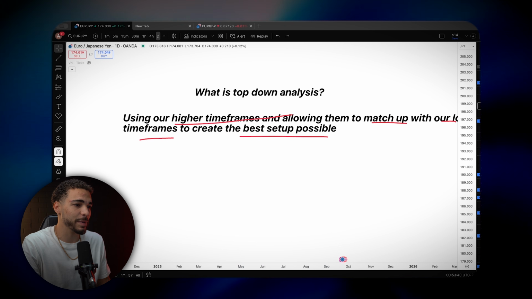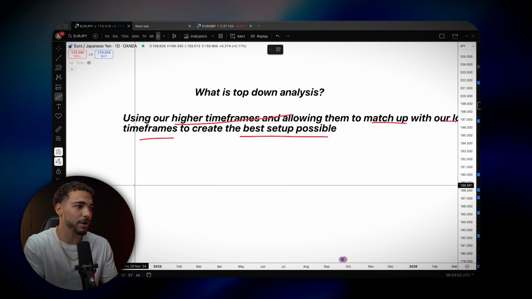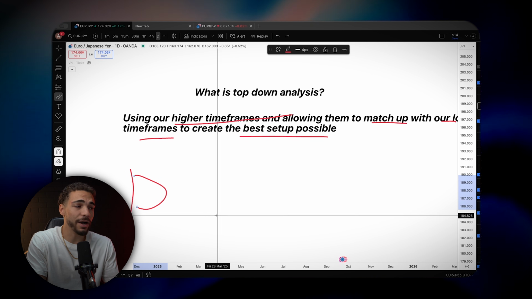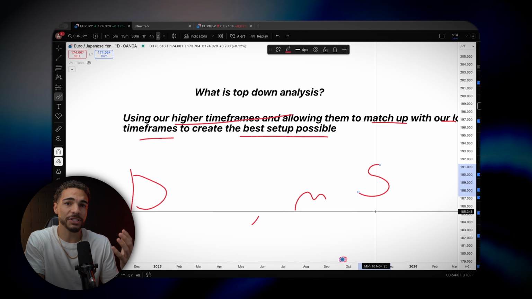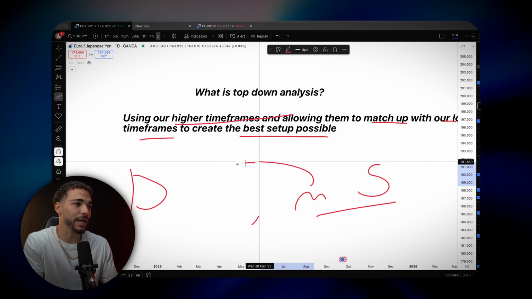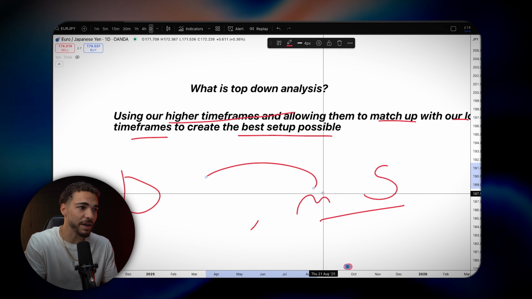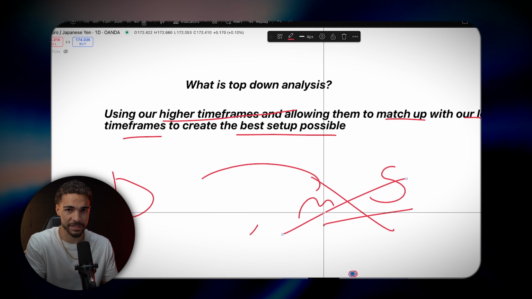Now, the way that I like to explain this to people is imagine you have two different boxers, right? And one of them weighs 180 pounds. And this 180-pound boxer is going to fight somebody who weighs 110 pounds. That 180-pound fighter is like your daily time frame. And that 110-pound fighter is going to be like your minute 5 time frame. Now, imagine your minute 5 time frame going against your daily time frame. That minute 5 time frame is going to lose 10 out of 10 times. So that's why we never want to use our lower time frame against our higher time frame. We actually want both of these to be moving in the same direction.